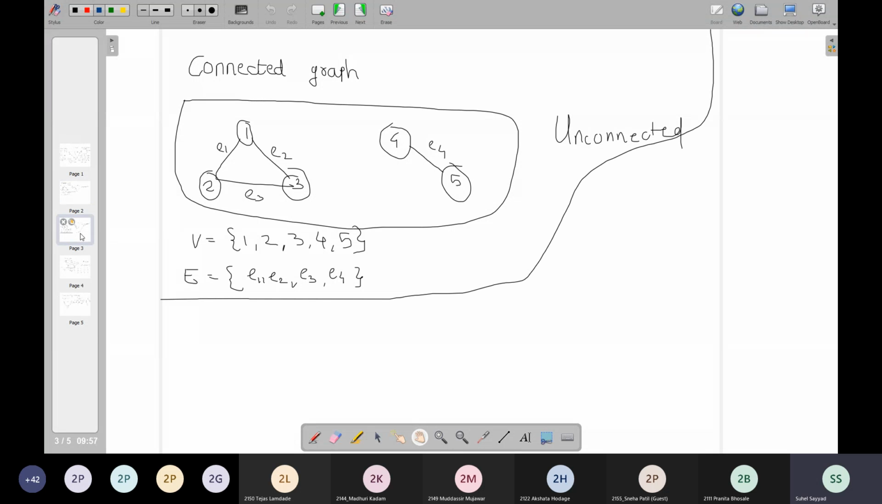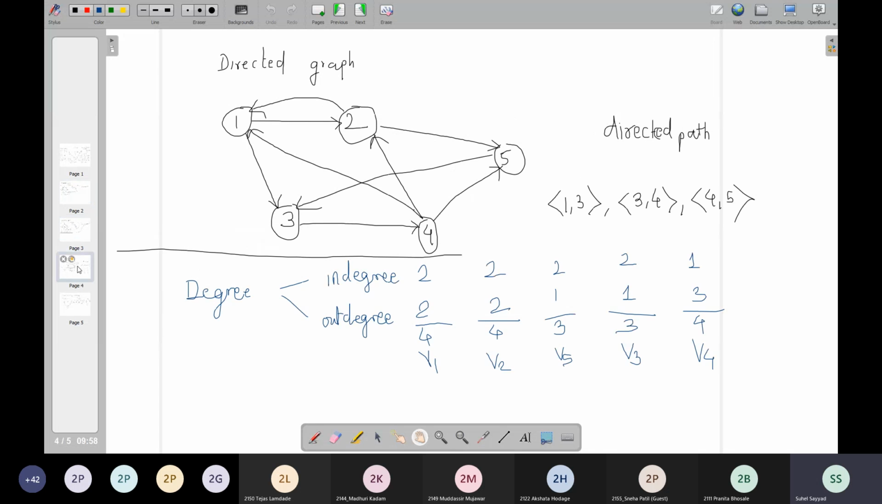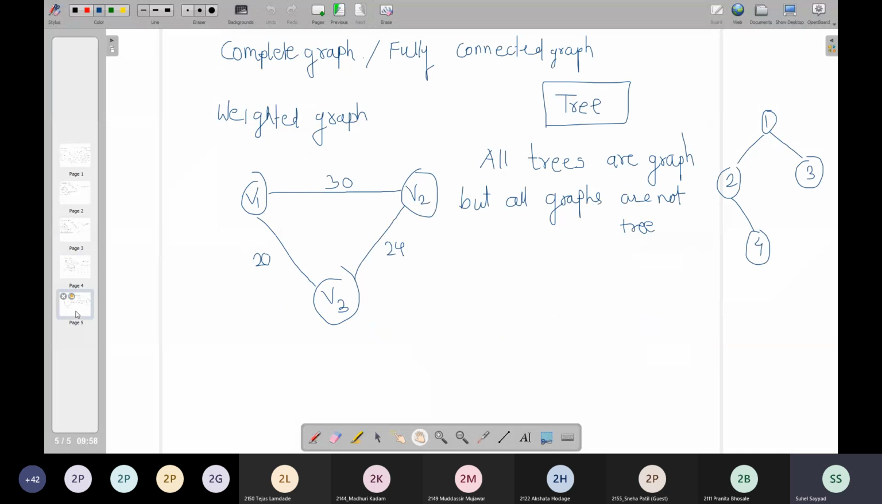Then we have seen directed graph. In directed graph, we have a directed path and directed cycle. Then we have seen degree of graph for undirected graph and for directed graph also. So for directed graph, we have in degree and out degree before we find the final degree for directed graph. And then we have seen complete graph and weighted graph.